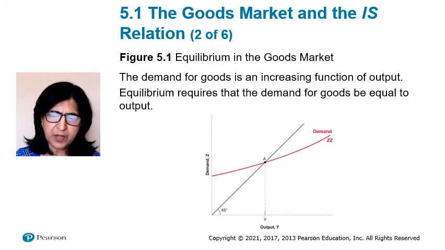On the graph, equilibrium is at point A, where the 45-degree line cuts the demand curve. This shows equilibrium in the goods market for a given interest rate. The equilibrium level of output is given by Y.